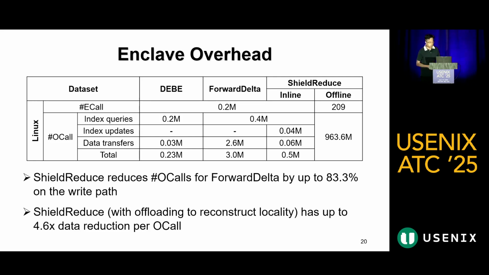You may be wondering, if you do this inline and offline, why not just push everything offline? Then of course your inline performance will be the best. However, what we argue here is we need to do this in a hybrid manner so that for each O-call, you can still achieve high data reduction. If you do everything offline, then you need to do a lot of reconstruction. Probably each O-call can only achieve a small amount of data reduction. So the key result here is to show that per O-call, we can achieve high data reduction.